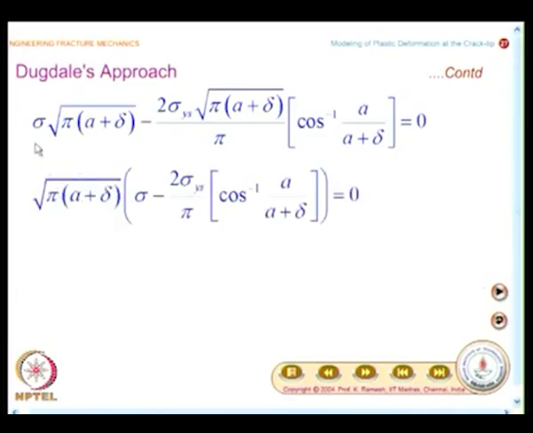So, what I have here is sigma square root of pi a plus delta, this is the K sigma expression, and the K delta expression we have recently calculated, that is minus 2 sigma ys square root of pi a plus delta divided by pi multiplied by cos inverse a by a plus delta equal to 0.